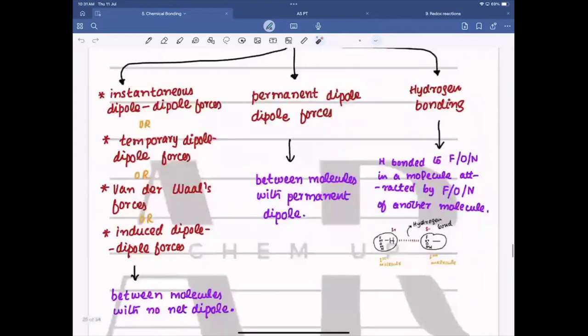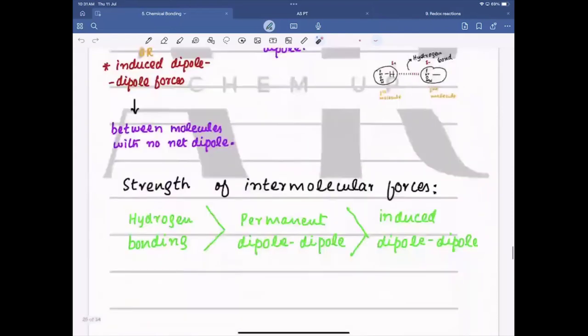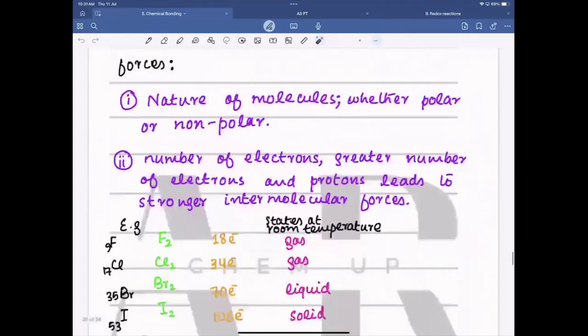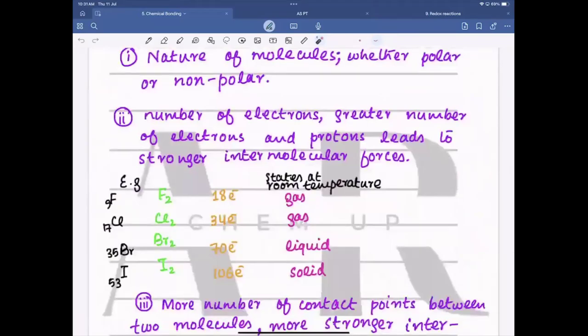Sir, if they ask us about bonding, if they're asking if a molecule has this bonding, how would we tell if they're asking about the normal bonding or intermolecular forces bonding? Will they specify it? Yeah, they will obviously specify it.